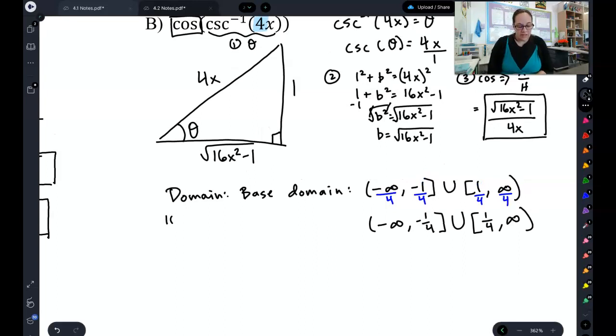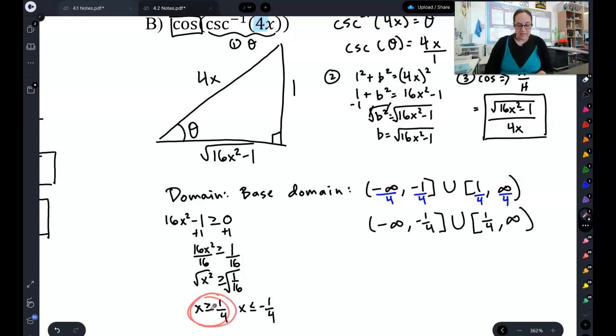Now we need to adjust it however we need to. So first off, we have an even root here. That even root is in the numerator, so it just needs to be greater than or equal to 0. We're going to solve this real quick. Don't forget your plus and minus. So this one is saying x needs to be greater than or equal to 1/4. That's that part of the domain. And x needs to be less than or equal to negative 1/4. That's that part of the domain.